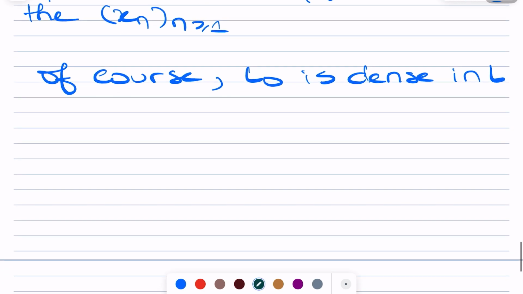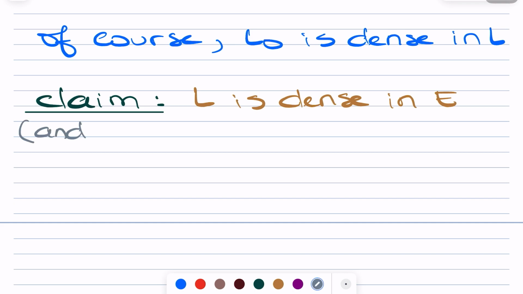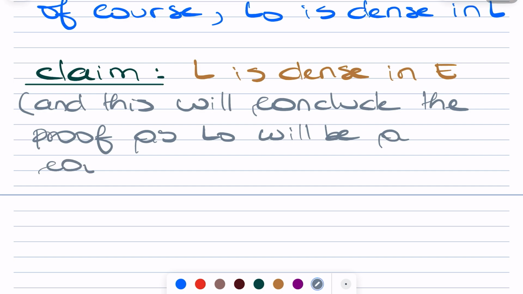So our second claim is that L is dense in E. And this will conclude the proof, so let me just put it in brackets. On this, we conclude the proof, as L0 is a countable dense subset of E.